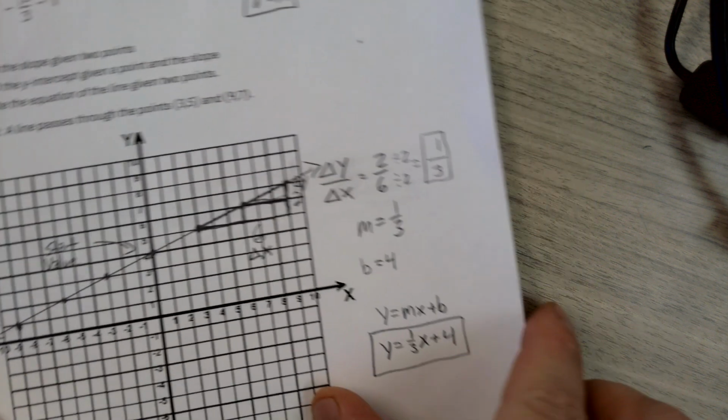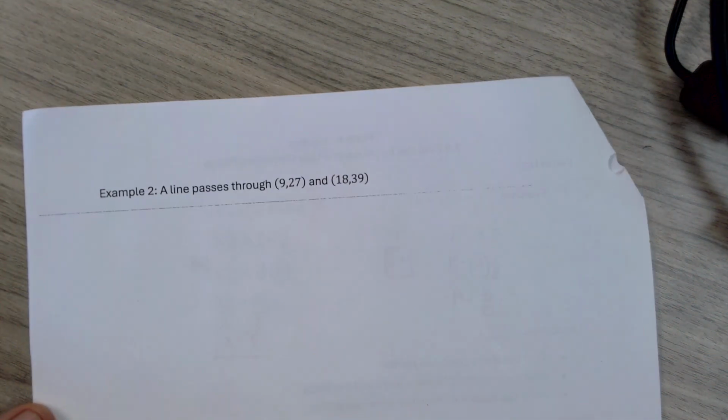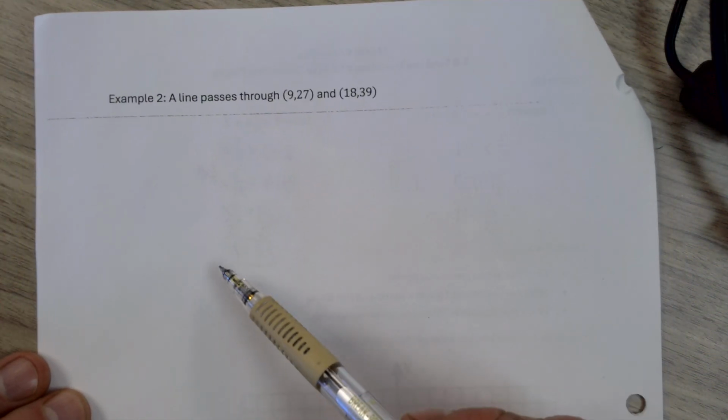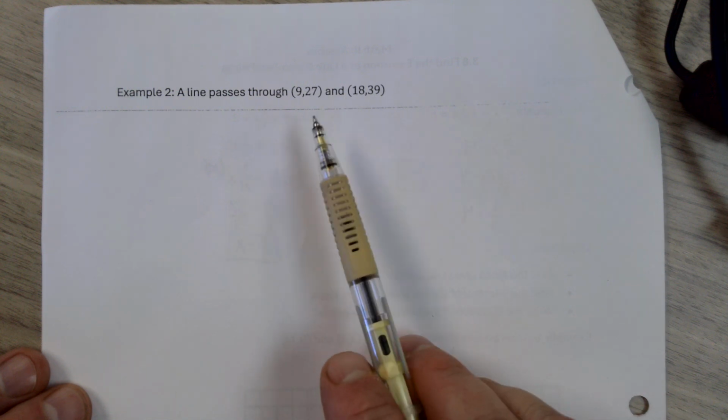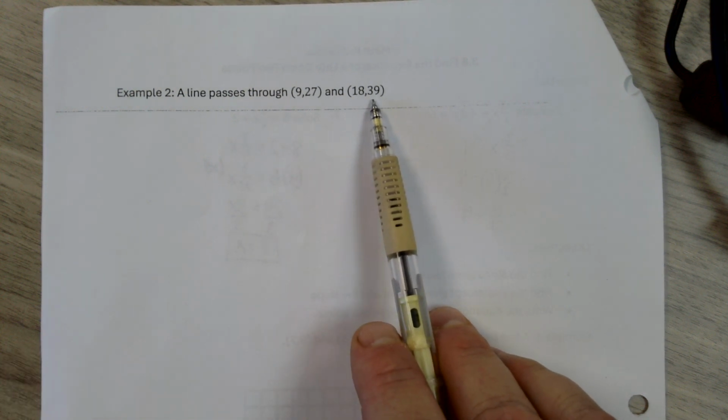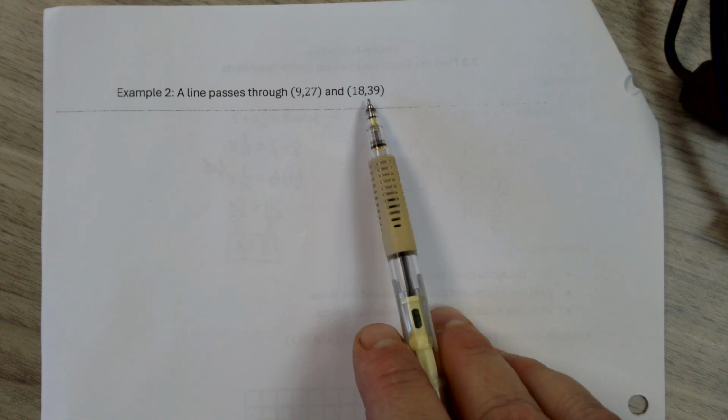All right, let's go and turn to the next page. Well, let's take a look at the next one here. Now, notice there's no grid here, right? I didn't provide you with the graph, but look at these numbers. 27, 18, 39. These are going to be a lot harder to put on a regular piece of graph paper.